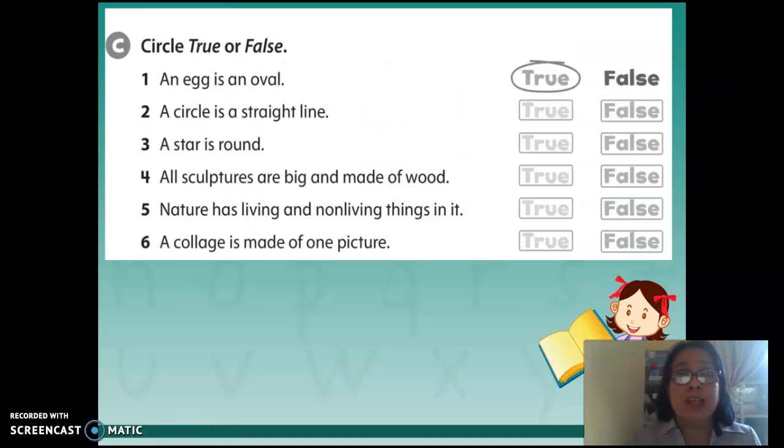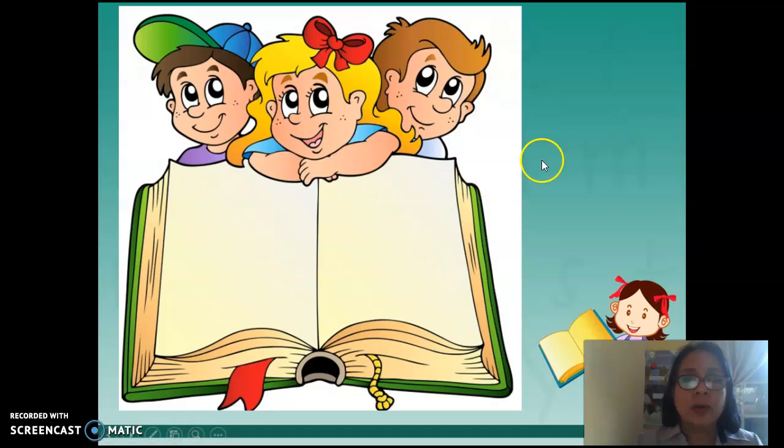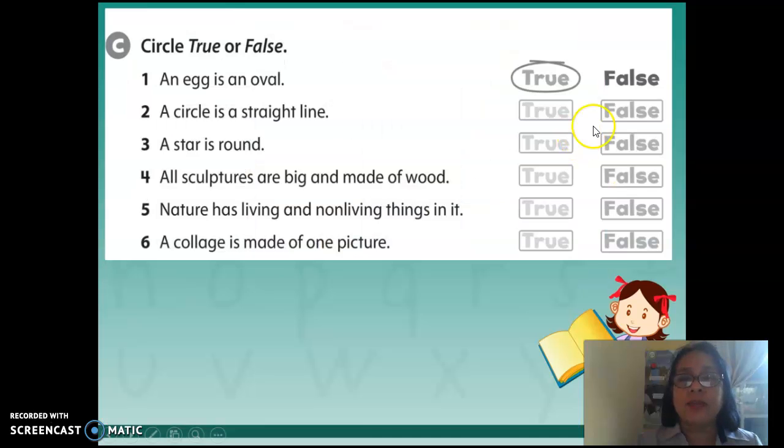Circle true or false. Well, right here you have to remember and read the information. It says an egg is an oval. An oval? True. An egg is an oval, has the form of an oval. A circle is a straight line, like the ruler. False. No. False. I didn't circle the answer for you. You will circle it on your own, okay?